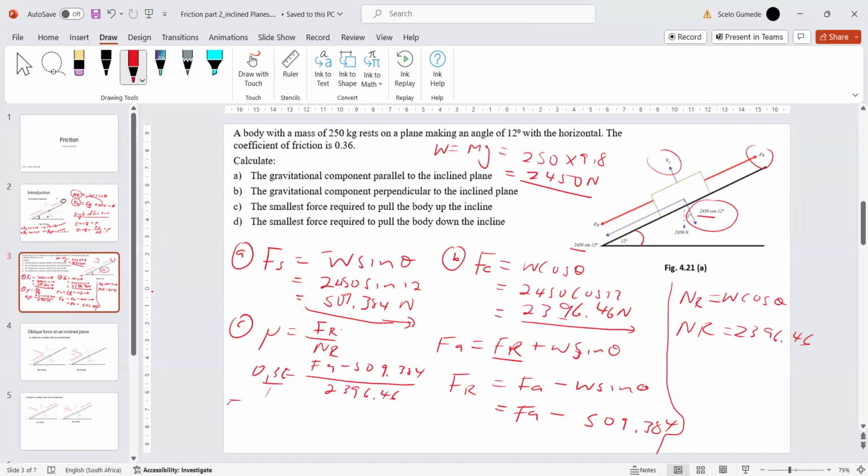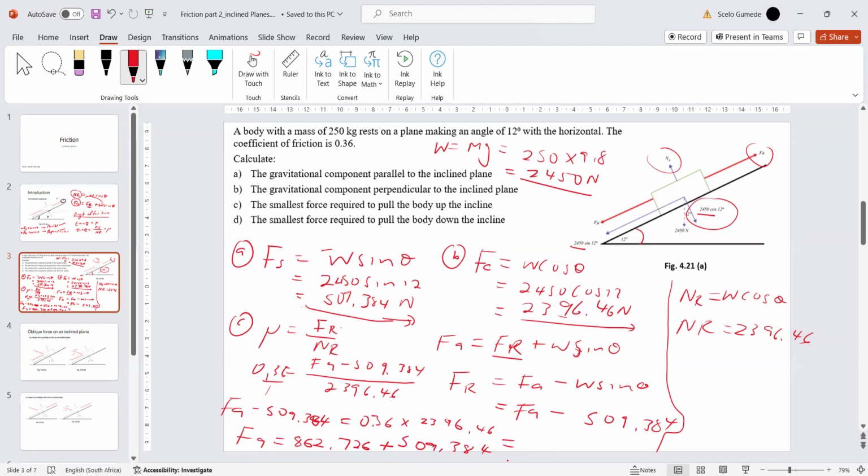When we cross multiply, we learn that Fa minus 509.384 is equal to 0.36 multiplied by 2396.46. Pardon me, I'm running out of space. Then we just take this one and transpose it there. It's going to be a plus. So Fa is equal to, this one is going to give us 862.726, plus the one that is coming this side, which is 509.384, which is ultimately going to give us an answer of how much? 1,000. What is that?